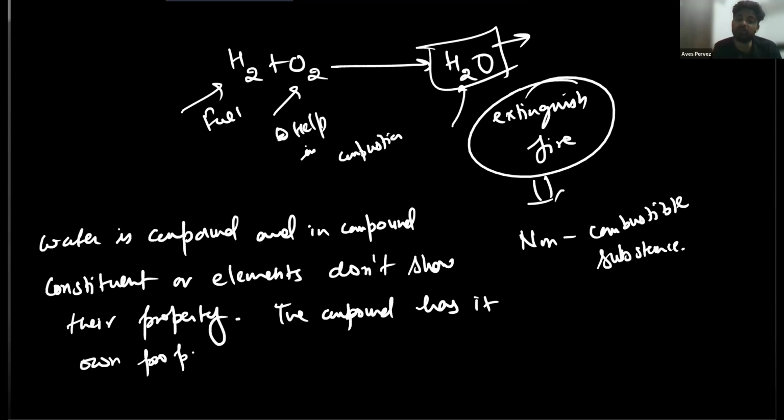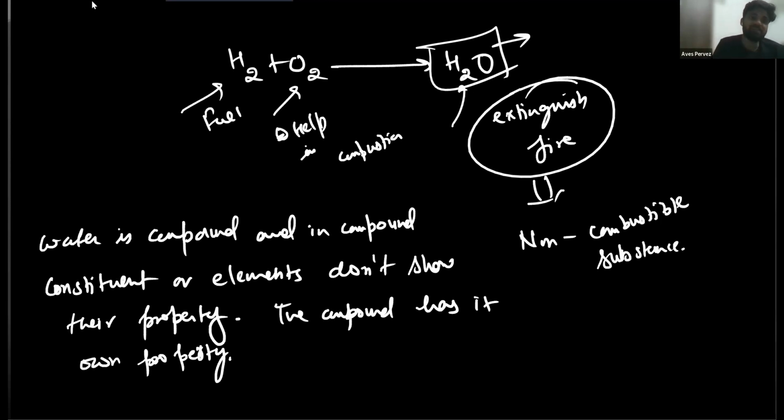A compound has its own properties. Like water has one boiling temperature of 100 degrees, its freezing temperature is 0 degrees, water has surface tension, and other things. So water is going to have its own property. It is not showing the property of hydrogen and oxygen from which it is made.